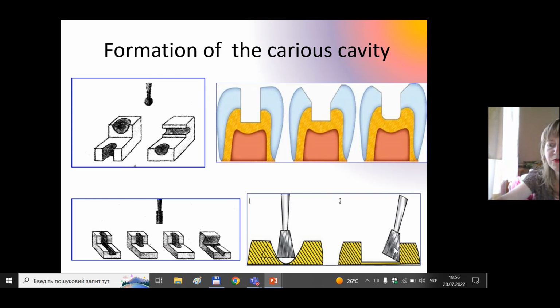Inverted cone is basically used to flatten the floor of the caries cavity and make right angles in the walls. So this burr fits well for this purpose. Here we have steps, formation of the caries cavity. Preparation of enamel, preparation of dentine, giving the cavity a box shape. Actually, that is the principle of Black, to give a box shape to the cavity. Everywhere should be right angles of 90 degrees.